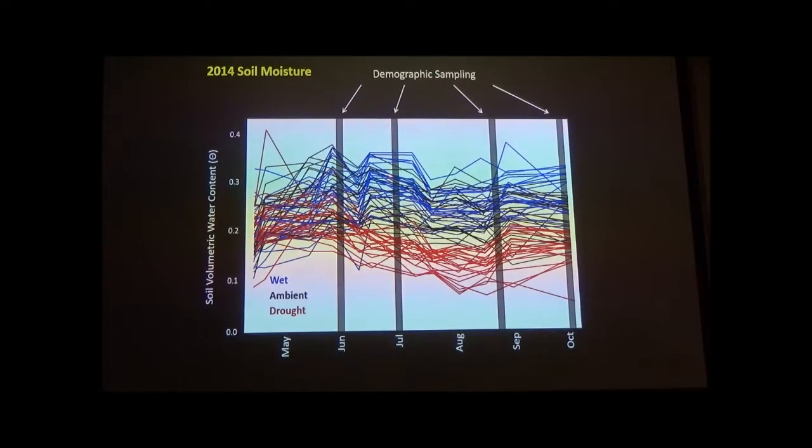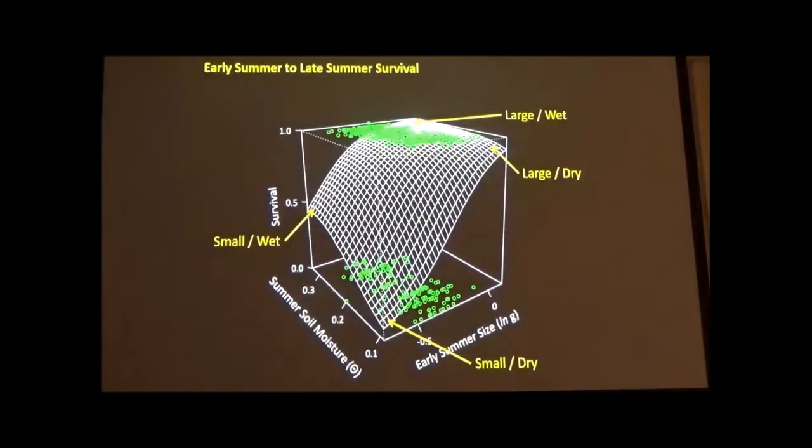These are the periods when we sampled. Each of the lines represents a single plot, and you can see how they all start off with about the same moisture, and then the drought plots dip down during the summer. This gives us much more power to say this level of moisture was associated with this demographic response. And so this allows us to make models that directly incorporate soil moisture as a continuous variable.